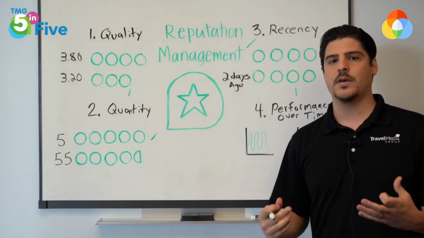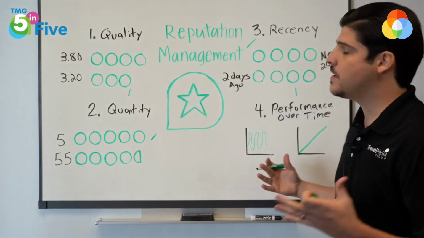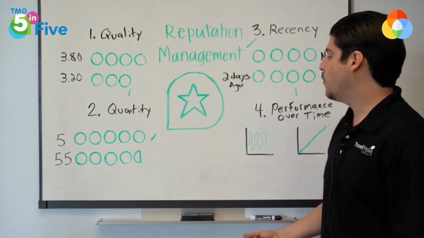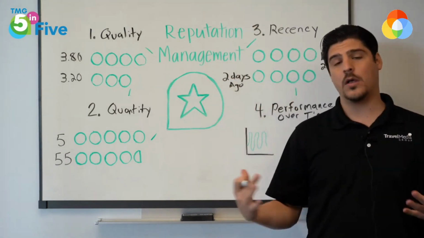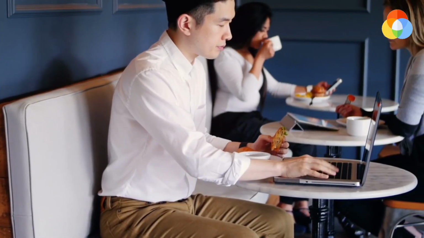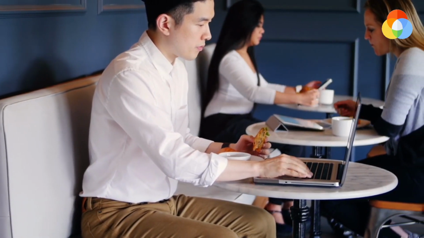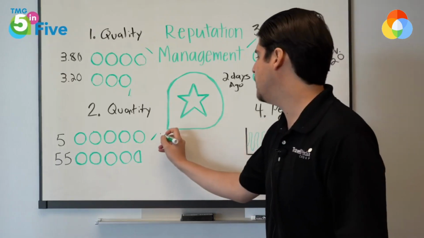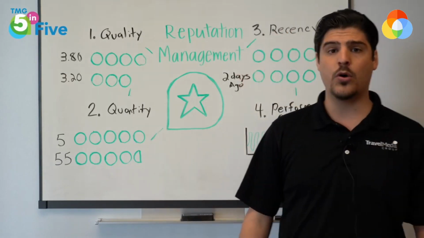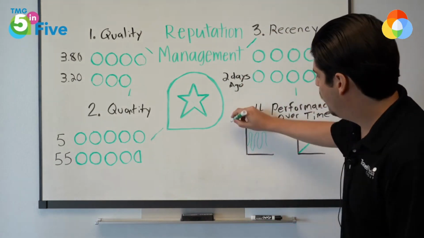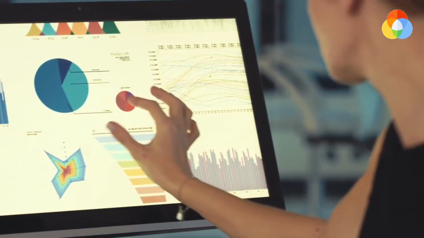TripAdvisor won't show you the exact algorithm, but one thing that we do at Travel Media Group is help hotels with their reputation management. Our reputation management helps the quality of your reviews. So we're getting more and more of your travelers out to public forums like Google and TripAdvisor to help you boost your overall star rating and average score. Our reputation management program helps you get more reviews, and with that comes recency of reviews. And finally, with that consistency, our reputation management program will help provide performance over time.